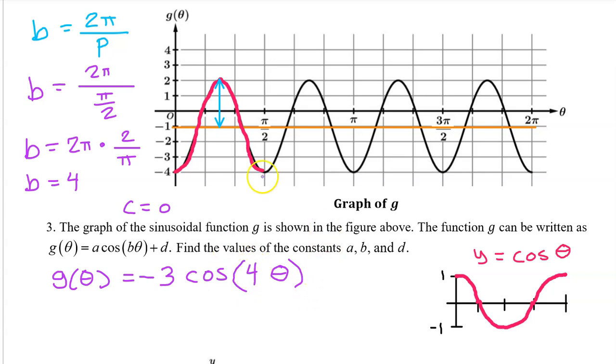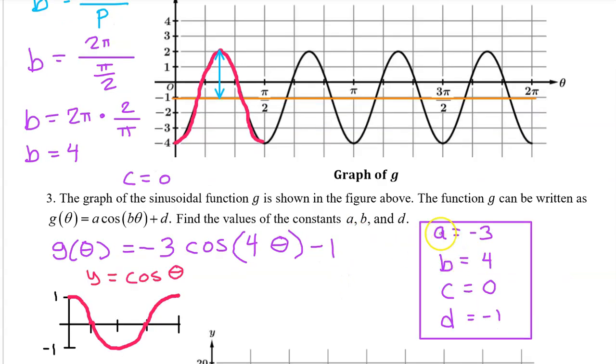The d value corresponds to the midline. Since the midline is at y equals -1, the d value will be -1. So a is -3, b is 4, c is 0, and d is -1.